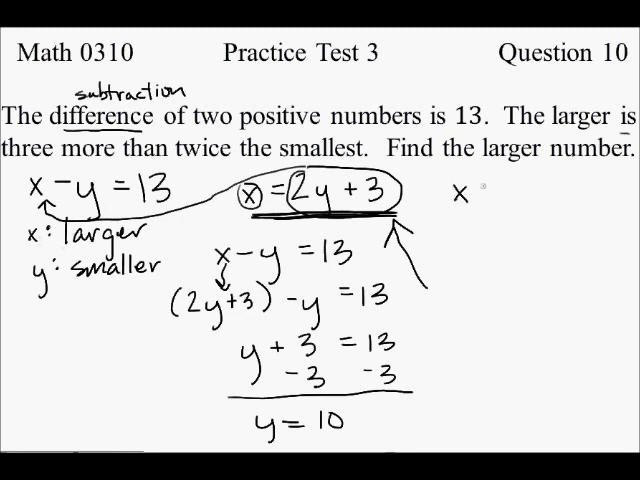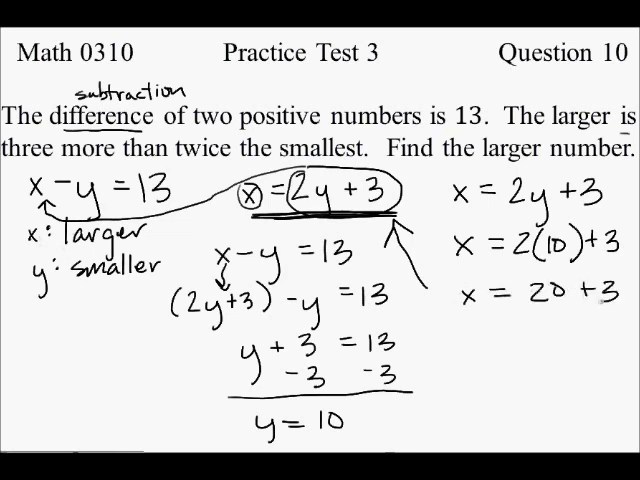X equals 2y plus 3. And we already know what y is. Y is 10. So 2 times 10 would be 20. And 20 plus 3 would give us that x equals 23. That is the larger number. So x equals 23. 23 is the larger number.